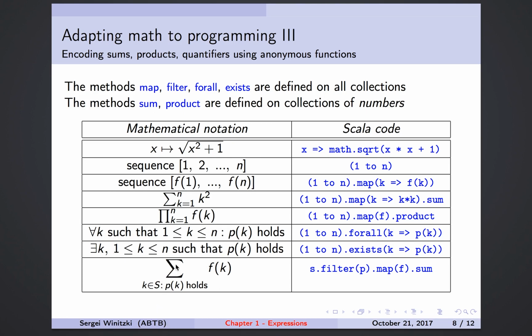For example, let's make a sum over all k from a set S such that p of k holds, and then we have f of k. Then basically we just say this: set S, filter p, and that deletes all elements for which the predicate p does not hold. And then we map over f, and then we do a sum. So this basically translates a mathematical formula one-to-one into a program.